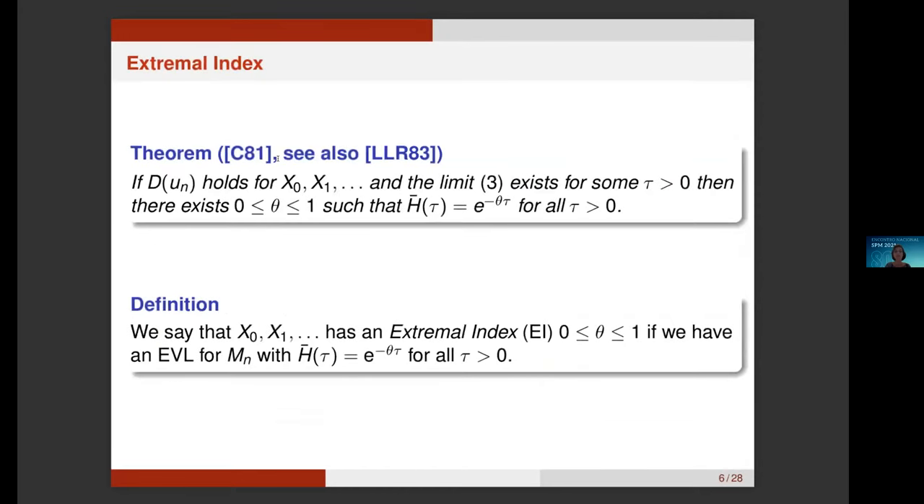Okay, now we have another classical result, which only imposes condition D, that says that if D of u_n holds for the stochastic process, and if we have a limiting law for M_n, then there exists some theta between 0 and 1, such that H bar of tau is given by the exponential of minus theta tau. Okay, and this theta is called, in this context, the extremal index of the stochastic process.